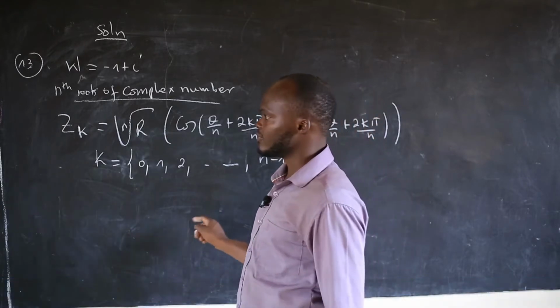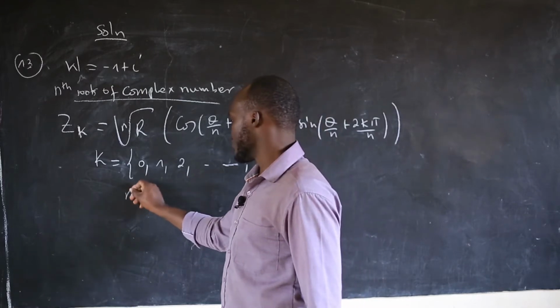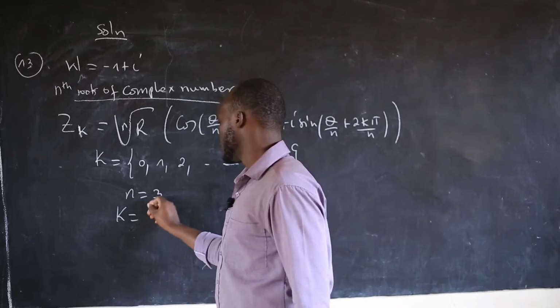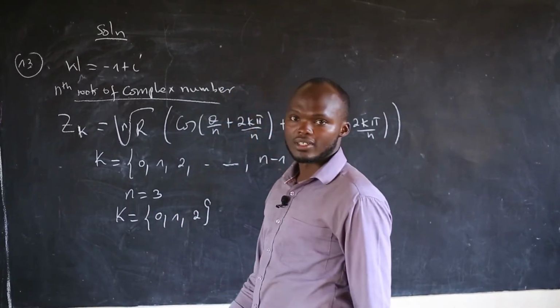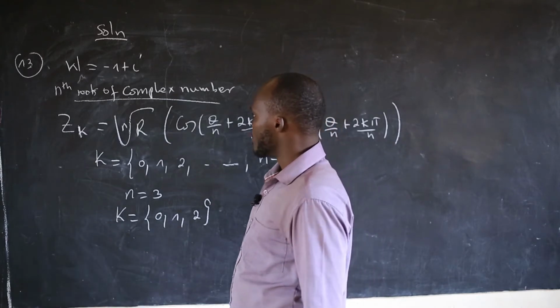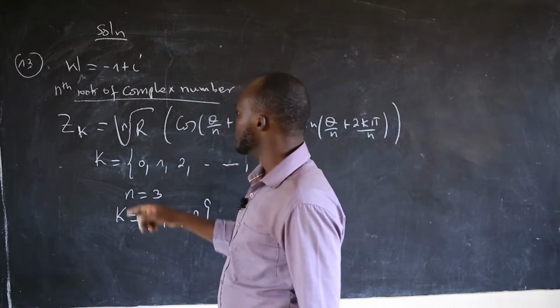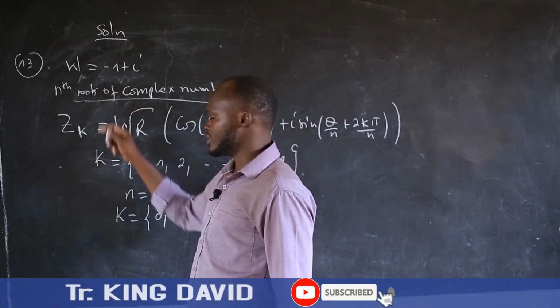For example, they are asking to find all cube roots of that one. It means that our n is 3. If our n is 3, our k will be equal to 0, 1, 2, because 3 minus 1 is 2. So we need to find the modulus of this w and the argument of this w.